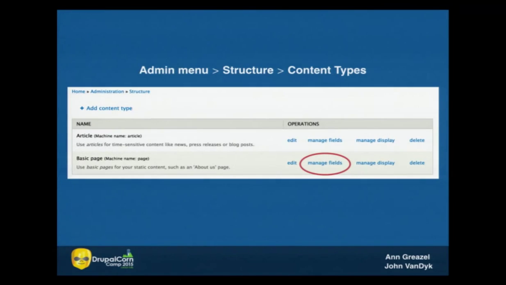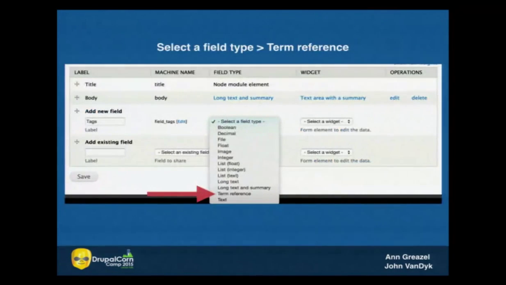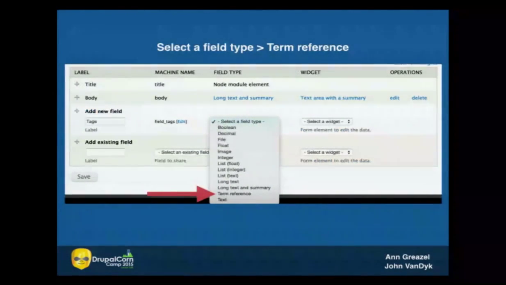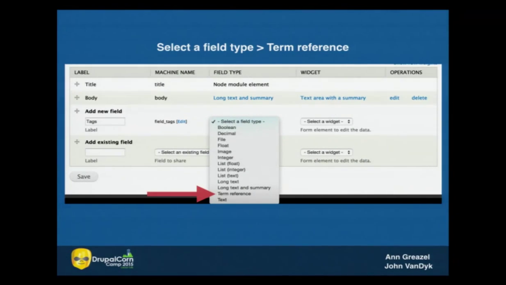So like John said, what we need to do is be able to add this across various content types. So we're going to add a field to basic page by selecting that. Oh, add a new field, and we're going to call it tags, because that's what we know our vocabulary as, right? And we're going to go to the drop down that says select a field type. We're going to select term reference.